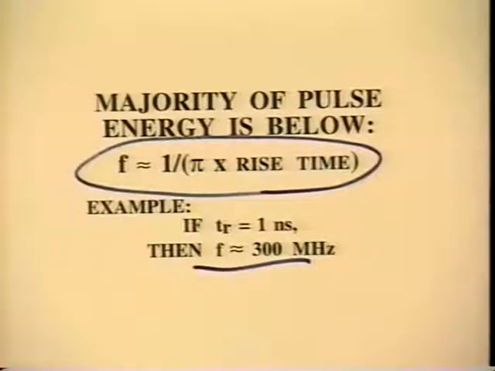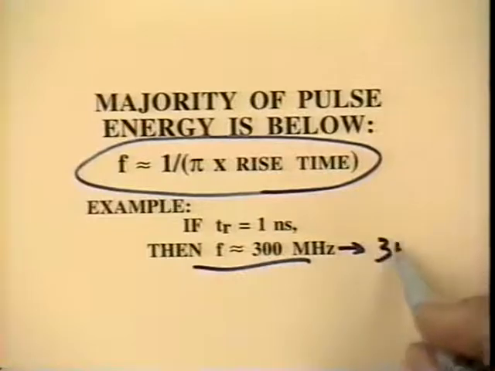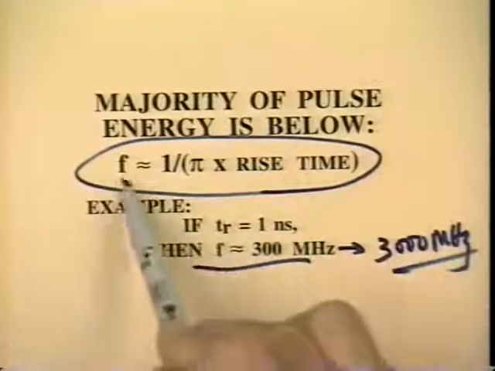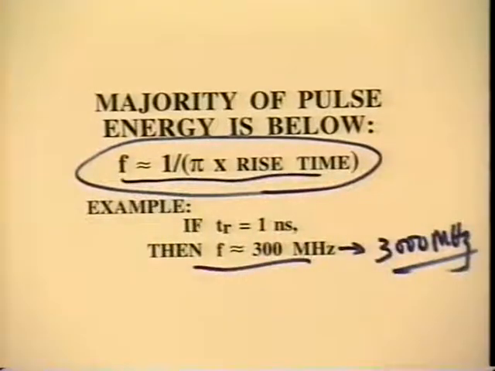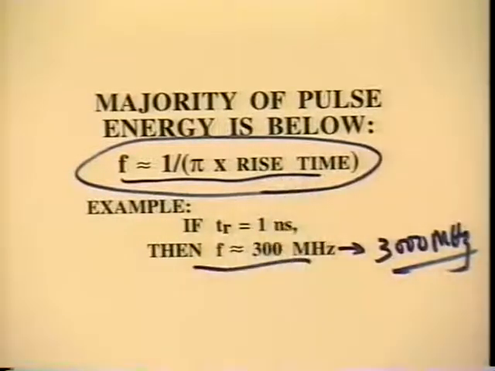But what if we're trying to pass an emission spec? We probably then have to worry about frequencies up to about 10 times this. That's the rule of thumb that I use. I would go up to about 3,000 megahertz with my concern about possible emissions. So this calculation right here is approximate, but it does give us a rough idea of what frequency range we're dealing with. Most energy is below that, but there is energy up to about 10 times above this frequency that you may have to be concerned about in some situations.